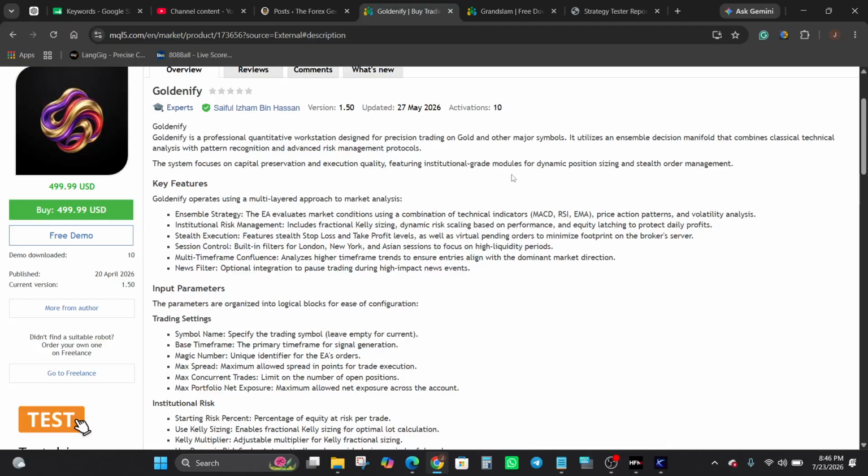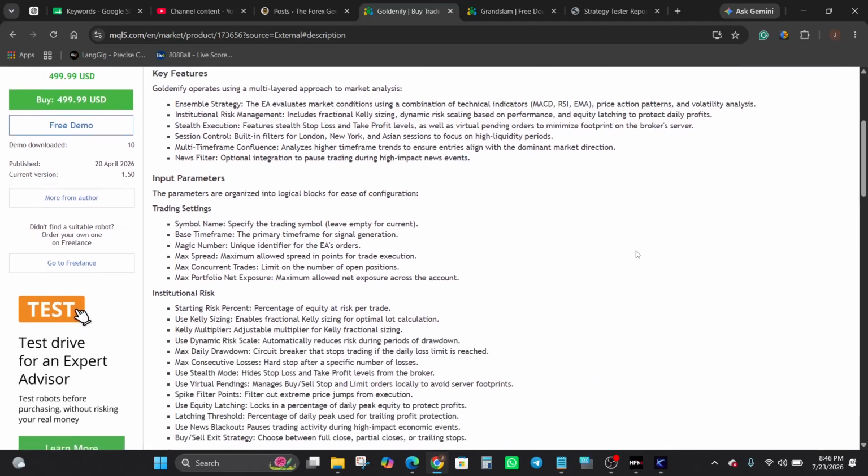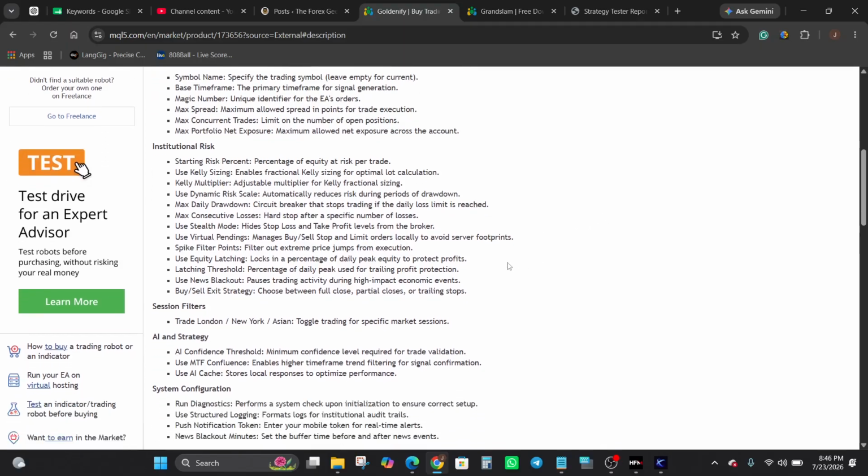That strategy evaluates market conditions by combining technical indicators like MACD, RSI, and EMAs, along with price action patterns and volatility analysis. It's also worth noting that the author explicitly recommends using low spreads or ECN account types for execution, and suggests running backtests using every tick based on real ticks for accurate evaluation.